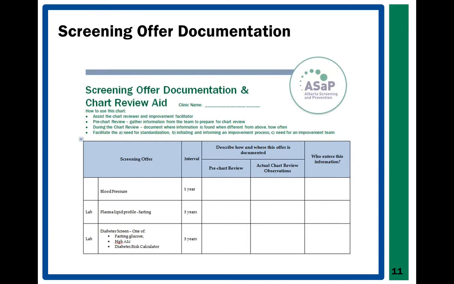So I just want to run through a little bit of what all of the columns mean. We have the pre-chart review, and this is the location in the patient chart where the clinic team indicate the screening offers are being documented. This is then provided to the IF by the team members who are involved. So this will take a little bit of sleuthing as you chat with members of the clinic team.